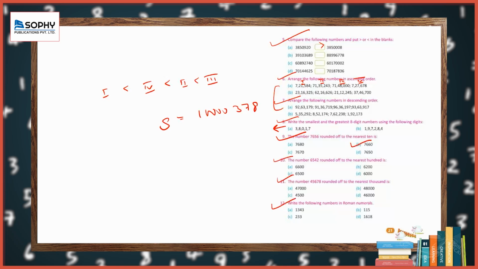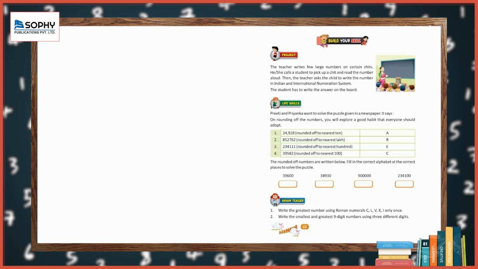And in the 12th part, what we have asked students, write the following numbers in Roman numerals. So in Roman numerals, 1343 can be written as, very good students, MCCCXLIII. That's how you can solve the remaining part students.